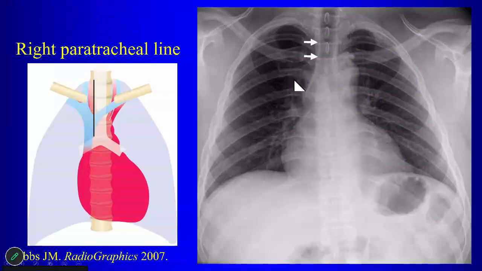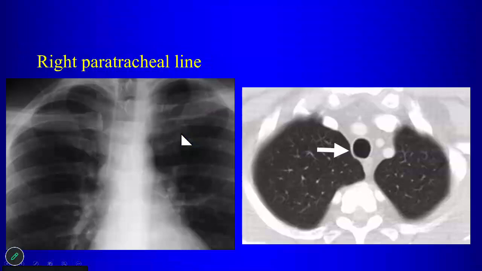So here's the normal right paratracheal line, and we will see that because there's air in the trachea. There's the right lateral wall of the trachea. There's air in the right upper lobe. So that gives you then this nice opacity of the right paratracheal line.